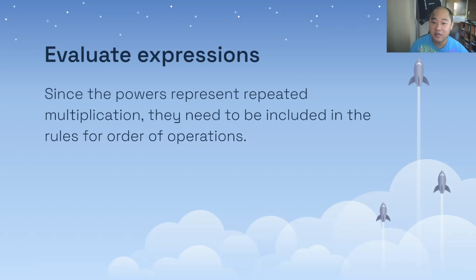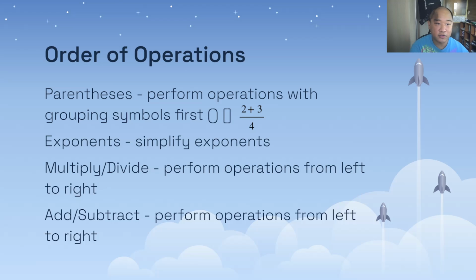Evaluating expressions. Since the powers represent repeated multiplication, they need to be included in the rules for the order of operations. So here's our order of operations again, just in case you have forgotten. And here is exponents right here. It is the second step. So after you've taken care of your different groupings, and remember a division symbol like this has implied grouping. That means that you can't see the parentheses, but they're there. And then the third step is multiply, divide. The fourth step is add and subtract. So the second step is simplifying your exponents.